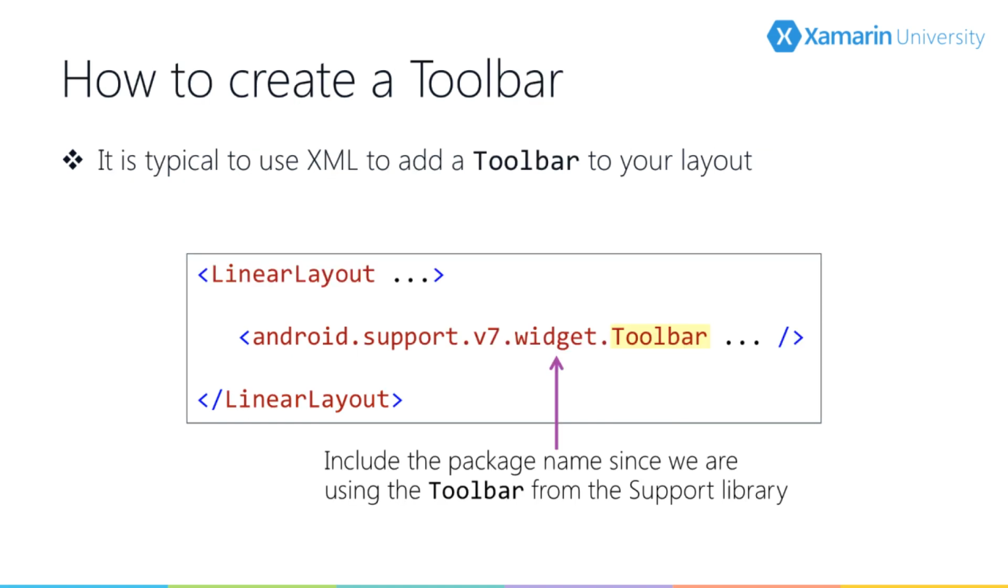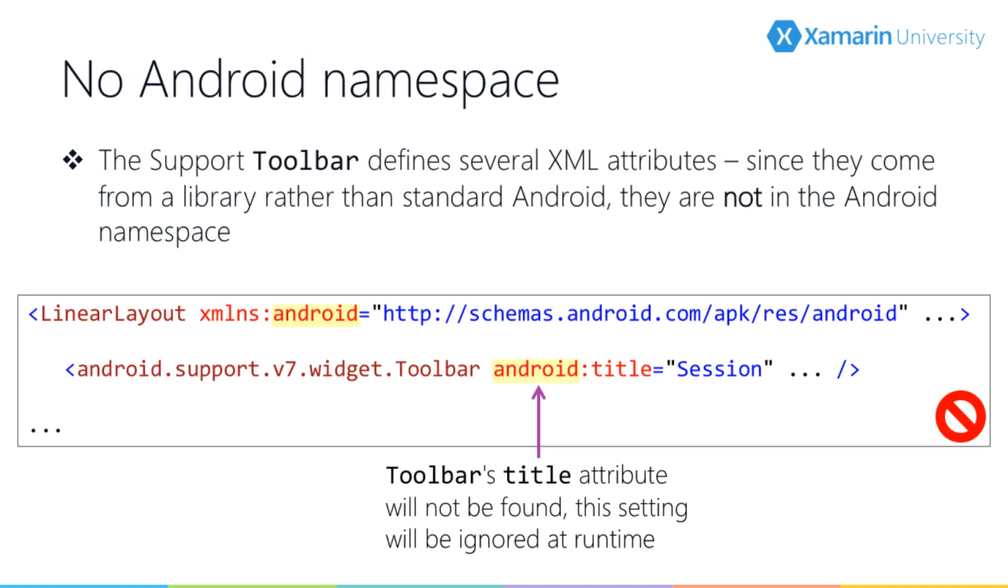Here's the XML to actually create a toolbar instance. Notice we're using the support version, so of course we have the namespace name on the front. There's one tricky thing that you need to know about when using the support version of the toolbar. Since it comes to you from a library rather than standard Android, the attributes that toolbar defines are not in the standard Android namespace. So this code right here won't work if you use the Android prefix to set the title. That'll be ignored at runtime.